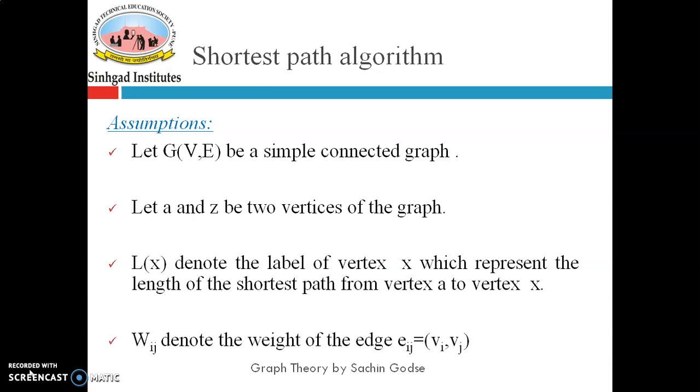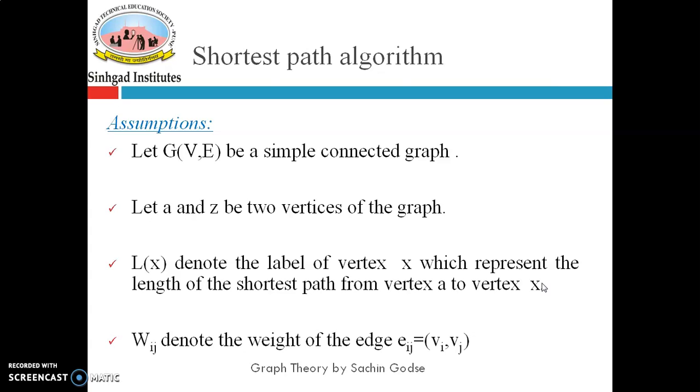Let G = (V, E) be a simple connected graph. Simple connected in the sense there is no self loop and no parallel edges. Let A and Z be two vertices of the graph, meaning we are finding the shortest distance between the vertices A and Z, any two vertices from the graph. Then Lx denotes the label of vertex X, which represents the length of the shortest path from vertex A to vertex X.